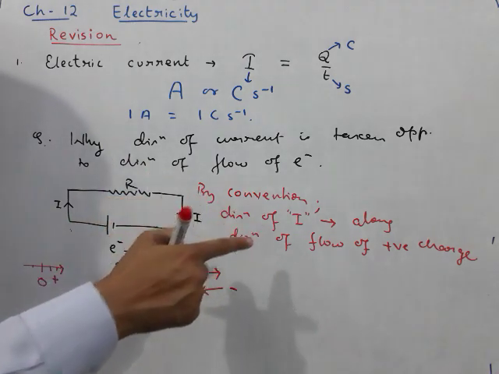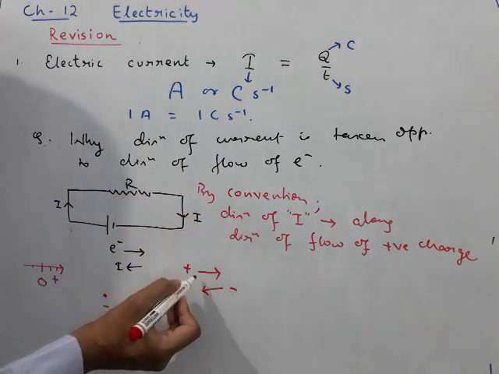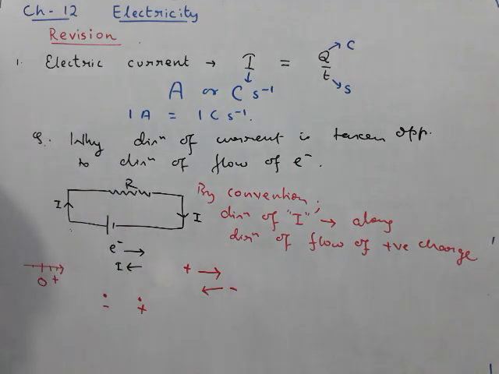Direction of current is along the direction of flow of positive charge. That means it must be opposite to the direction of flow of negative charge. So you can write the answer in your own words. I just wanted to discuss this particular query.